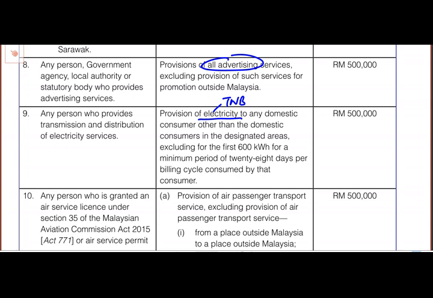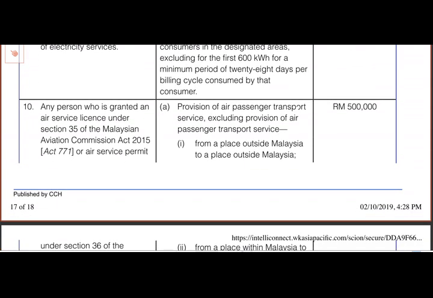Okay? Now, this is to do with airlines. Airline. Now again, if it involves outside Malaysia, it doesn't apply.